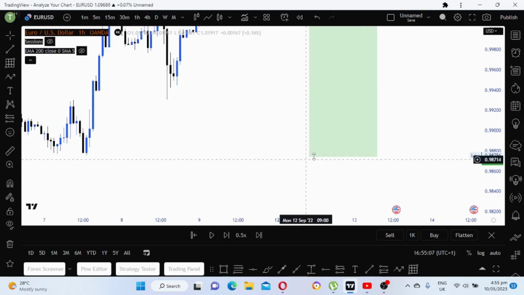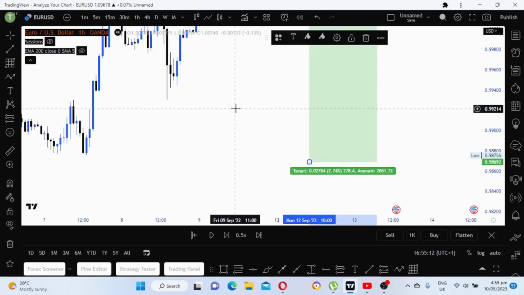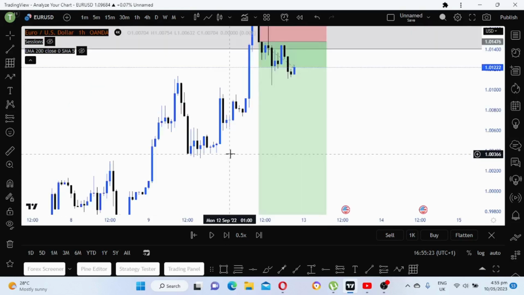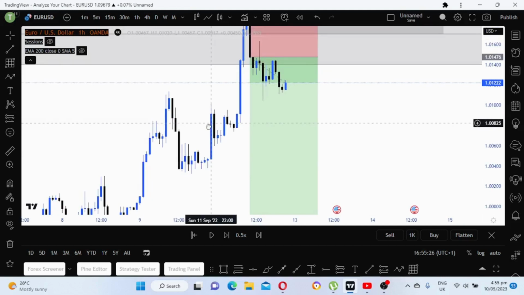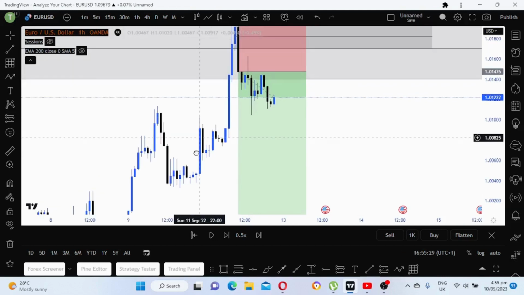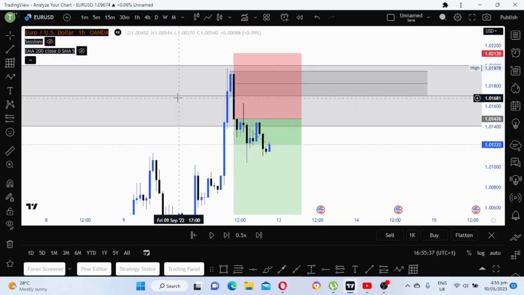There is my target, guys. I know this low will go. So, that way I would have entered aggressively, because I know price tapped into the key zone and there is a bearish engulfing candlestick pattern. That is where I would have entered, guys, aggressively.